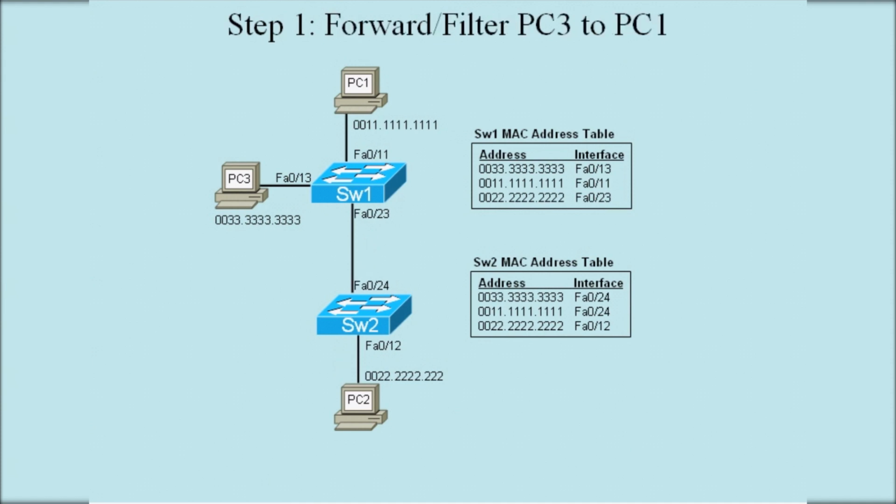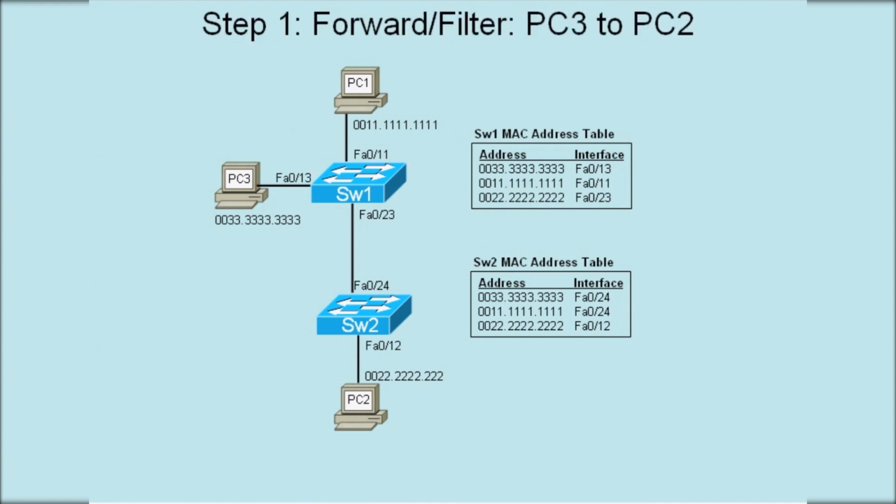Next, let's take a look at the forwarding and filtering decision made on the switches when PC3 sends a frame destined to PC1. As you see there, PC3 sends a frame of destination MAC address 0011.1111.1111. Now when switch 1 receives the frame, it looks at the destination MAC address and matches that against its MAC address table. The highlighted second entry in switch 1's MAC address table tells switch 1 to forward that frame out its interface FA0/11, so switch 1 forwards the frame out to PC1. So that's the forwarding decision. The filtering decision is switch 1's decision to not forward the frame out any other ports. For instance, in this case, switch 1 does not forward the frame down to switch 2. That would be called the filtering decision.